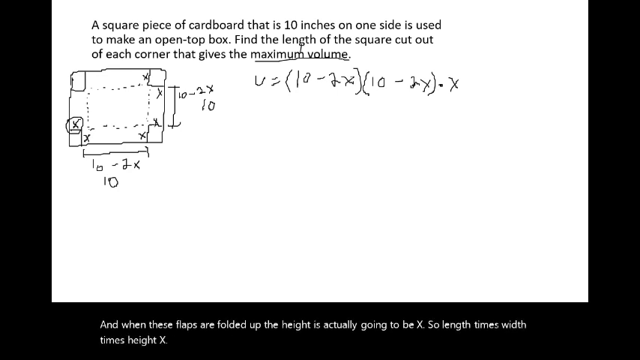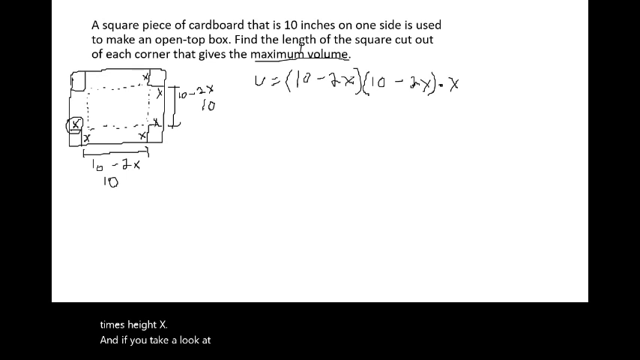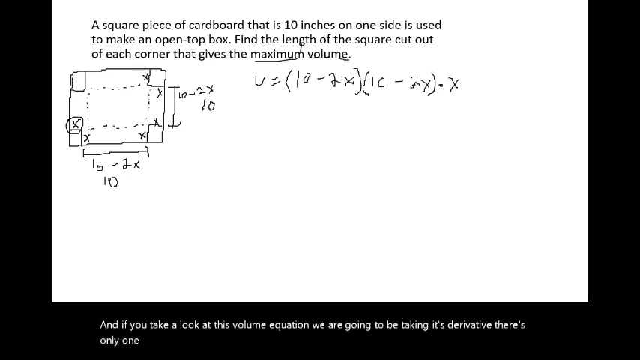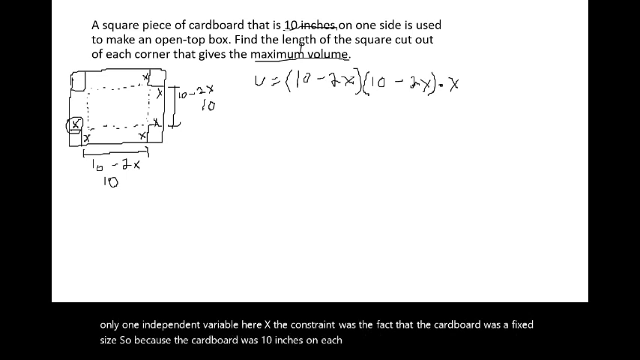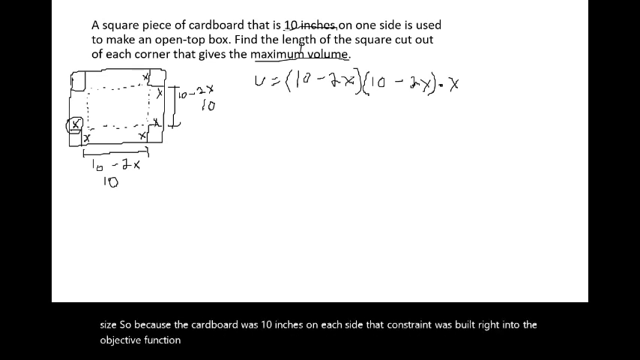And if you take a look at this volume equation, we are going to be taking its derivative. There's only one independent variable here, x. The constraint was the fact that the cardboard was a fixed size. So because the cardboard was 10 inches on each side, that constraint was built right into the objective function. So we do not need a separate constraint function here. We can just take the derivative as is.